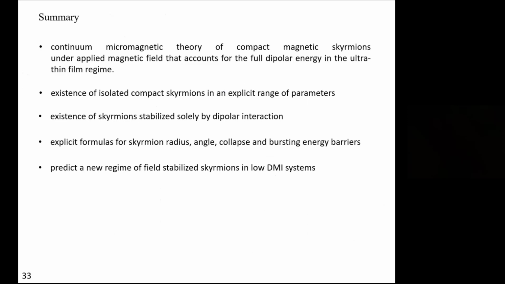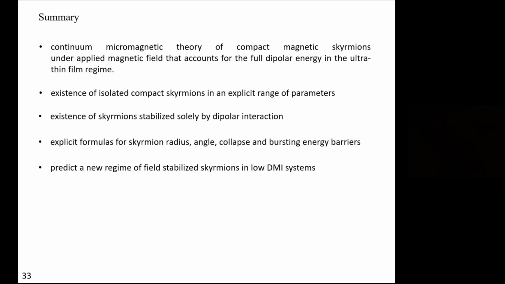So to summarize, we developed a continuum micromagnetic theory of compact skyrmion taking into account the full dipolar interaction. We prove the existence of this isolated skyrmion for even random parameter, also showing that this can stabilize in the absence of the DMI. We obtain explicit formula for the energy and size. And we predict a new regime where the field could play the same role as the DMI to stabilize skyrmion in the low DMI and large thickness regime.